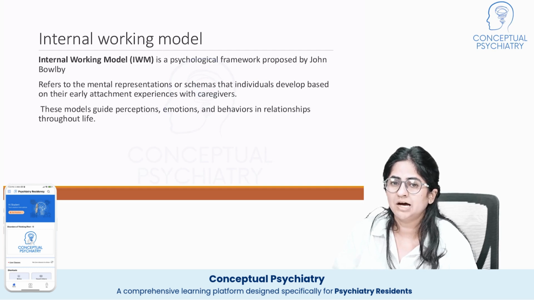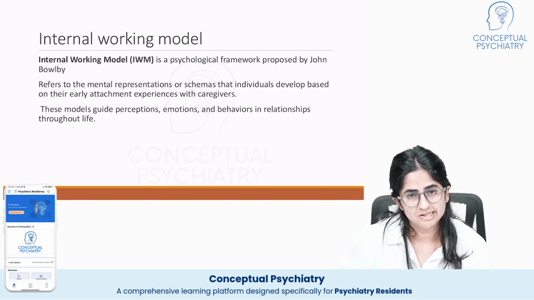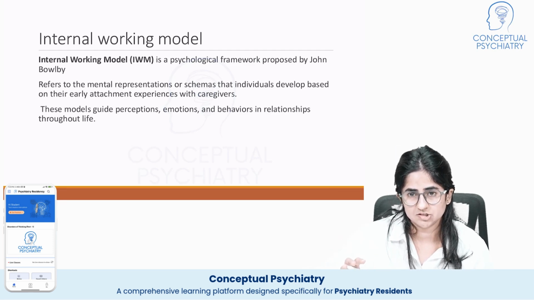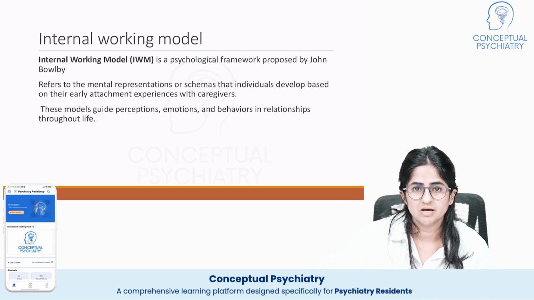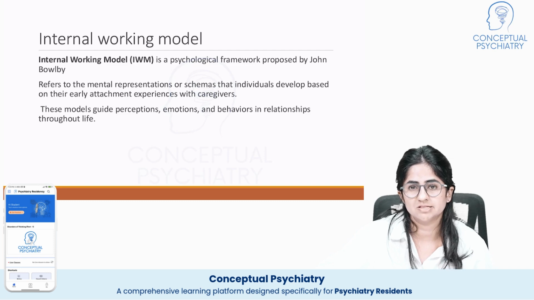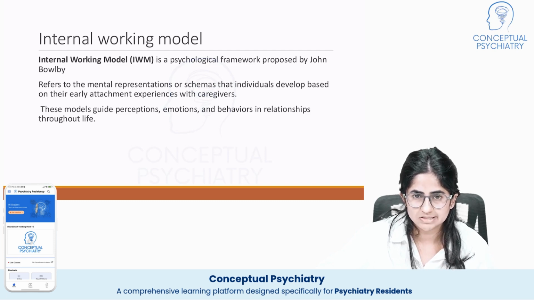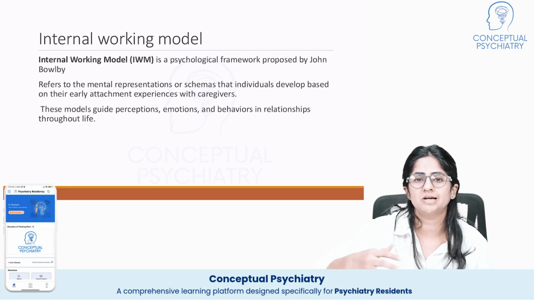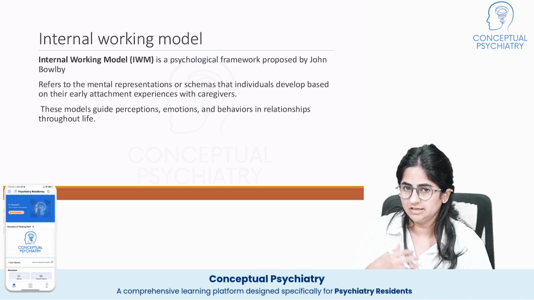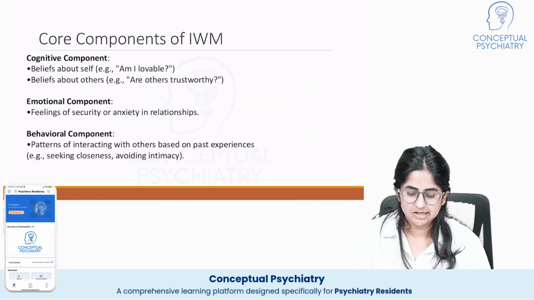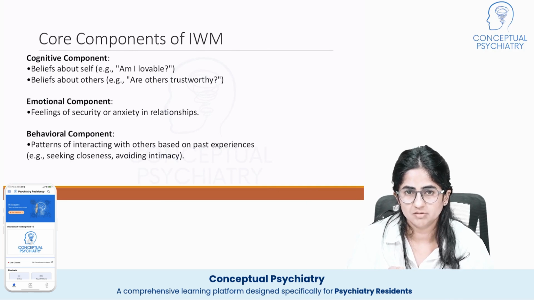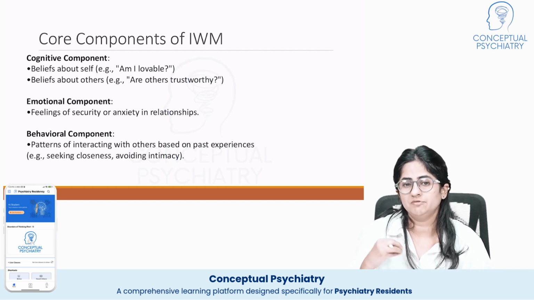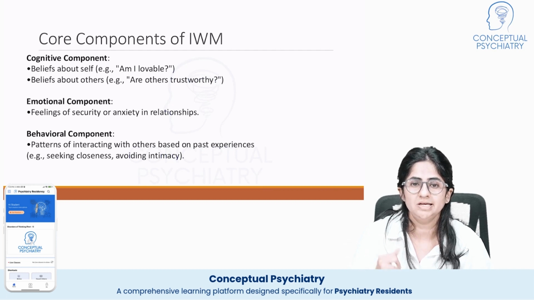We will now be speaking about the other thing that Bowlby had done, which was the internal working model proposed by John Bowlby. It refers to the mental representations or schemas that the individual develops based on their early attachment experiences with caregivers. These models guide perception, emotion, and behavior in relationships throughout life, not just in childhood. There are three major components of the internal working model. The cognitive component, how are they thinking? The emotional component, how are they feeling? And the behavioral component, how are they interacting.